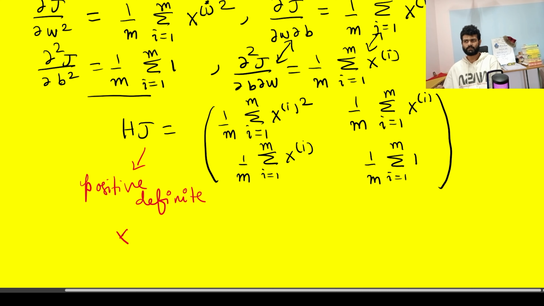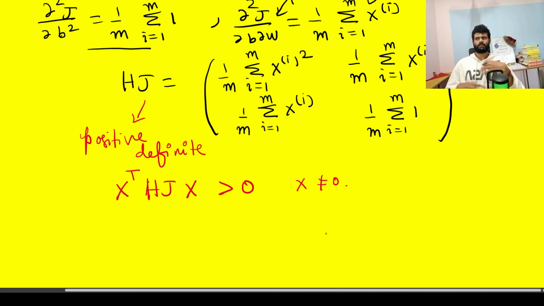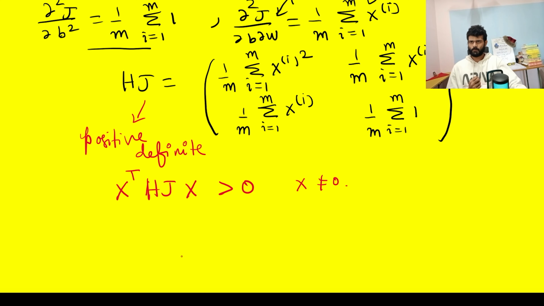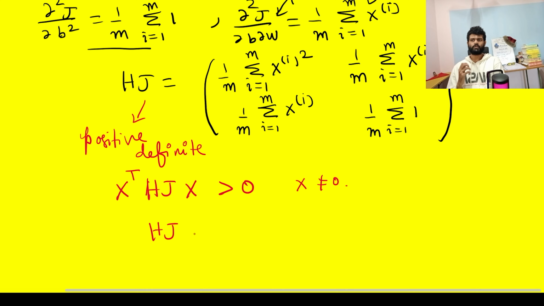I just have to multiply a non-zero vector, so x transpose H_j x. Okay, if this is positive for x not equal to 0, then I'm done. This is positive definite, and by the theorem, the function j is convex. So let's get on with it. But before that, instead of doing this calculation, I'm going to make it a bit simpler. So I'm going to do some things with this matrix.